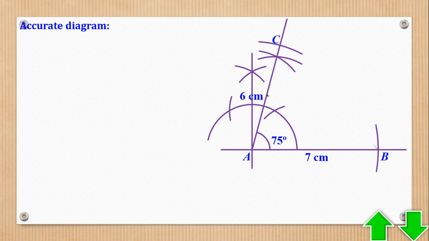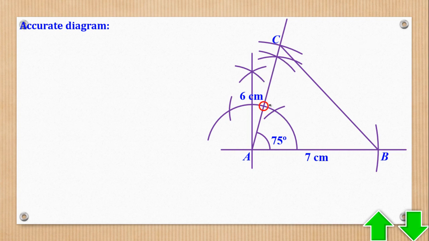Now I can join B to C to get the three boundaries of the triangular piece of land. So now that we have finished drawing the 3 sides of the plot of land, next is to inscribe. Now to inscribe, we need to bisect any 2 angles. So let's start with bisecting angle 75.